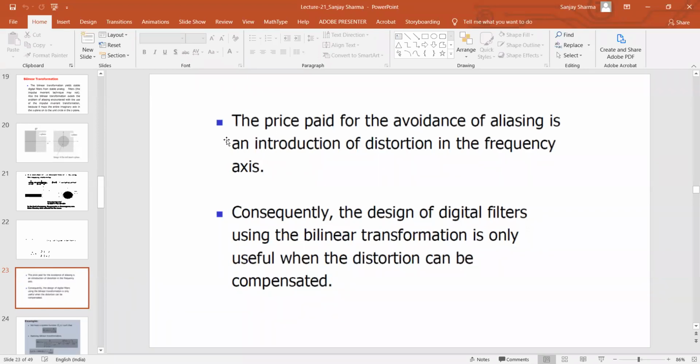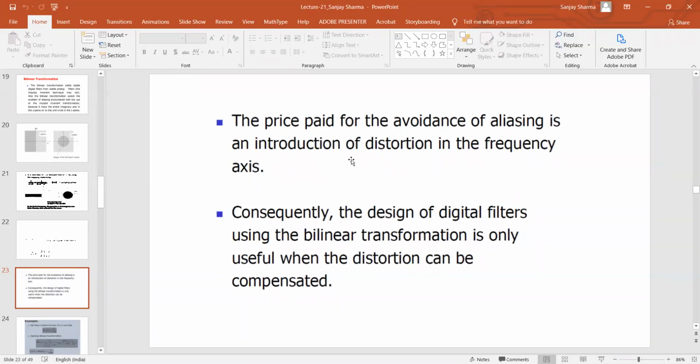Here, this is the price paid. What have we been able to achieve using the bilinear transformation? We have achieved the avoidance of aliasing. There will not be any aliasing problem, because the complete j capital omega axis is mapped to inside the unit circle. So no aliasing. But since the complete j capital omega axis is being mapped inside the unit circle, that will lead to distortion in the frequency axis.